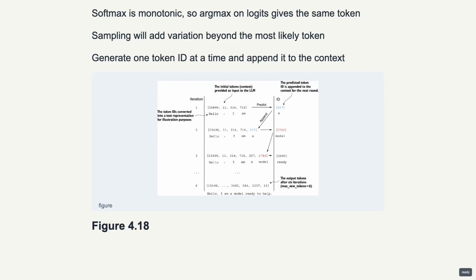Six passes through the loop are enough to turn the starting context into the full sentence. The figure makes it clear that generation is just repeated prediction with a growing input sequence.